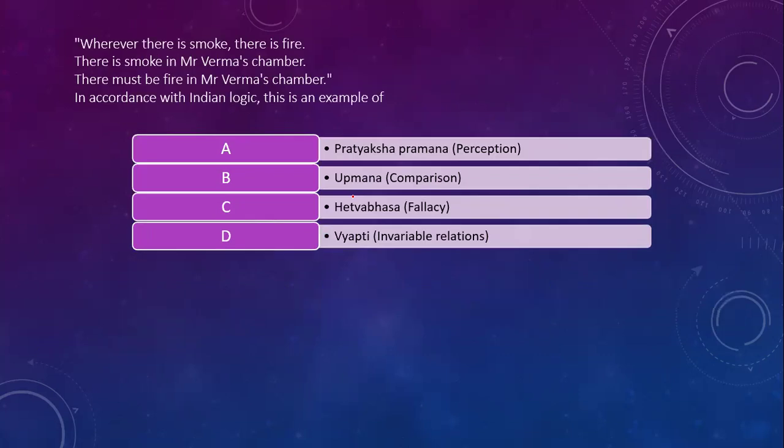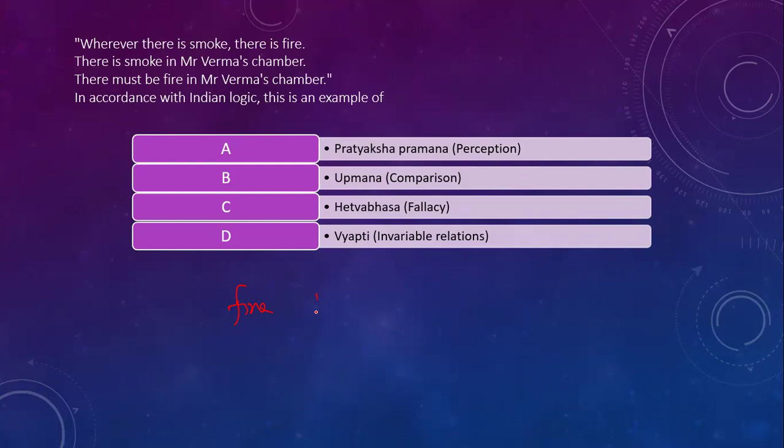Wherever there is smoke, there is fire. There is smoke in Mr. Verma's chamber, so there must be fire in Mr. Verma's chamber. In accordance with Indian logic, this is an example of: Pratyaksha Pramana, perception; Upamana, comparison; Hetvabhasa, fallacy; Vyapti, invariable relation. Can anyone answer this question?